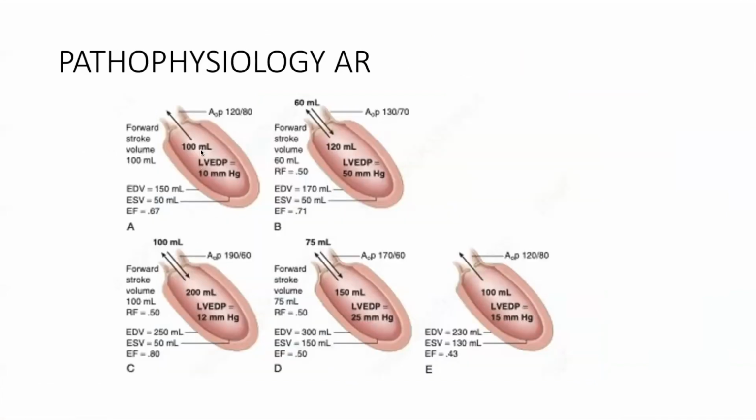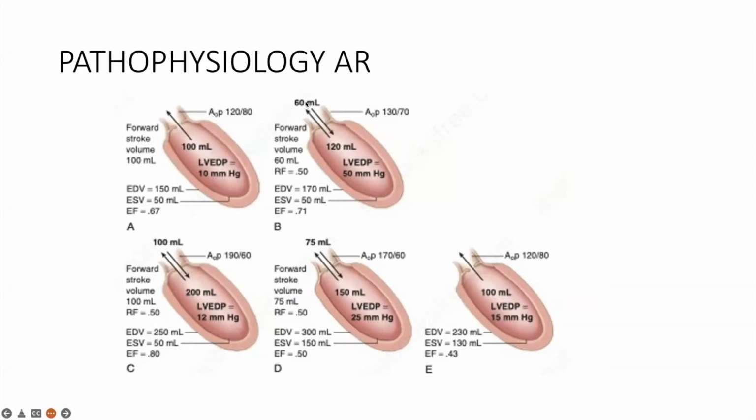For the physiology of regurgitation, what we find is that initially, when you have aortic regurgitation, the blood will go back through the aortic valve into the left ventricle. In the acute situation, if the ventricle doesn't have time to adapt, you will get a reduction in the cardiac output. The patient can go into cardiogenic shock.